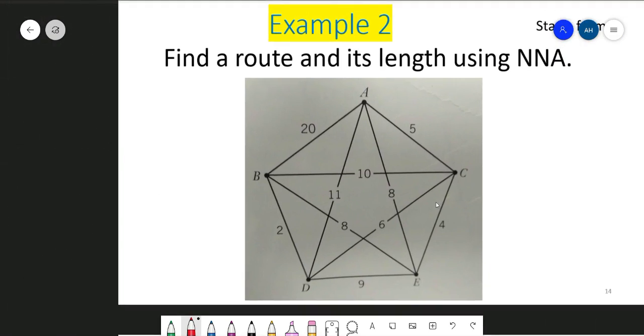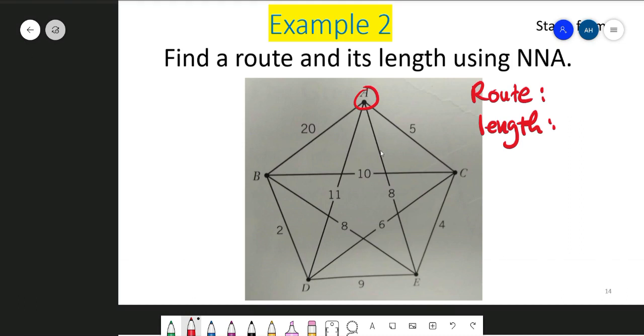5 vertices. Now the question is still the same: find a route and its length using the nearest neighbor algorithm. And we still start at A. All right, so we start from point A. Let's write down our route and the length. We can write length, we can write width, whatever.